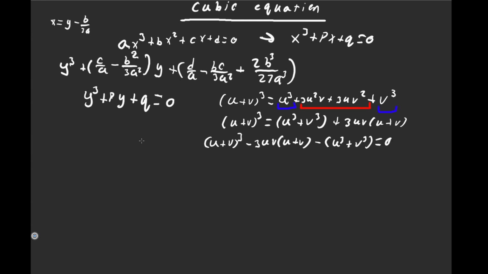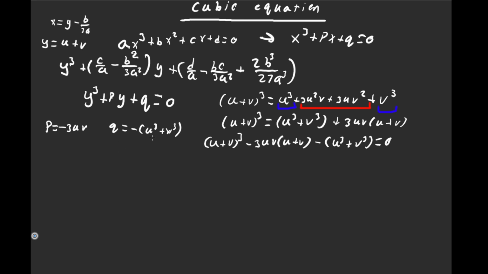And now we see that we could express u plus v in terms of y. So let's write that above as well. Y is equal to u plus v, because we have 3uv, which is also equal to p for now. U plus v is equal to y, and u cubed plus v cubed is also equal to q. So by making a substitution where p is equal to negative 3uv and q is equal to negative u cubed plus v cubed, we could get the formula from this.